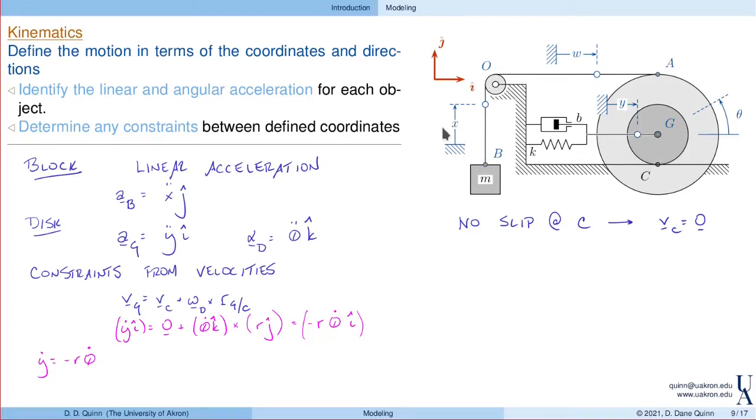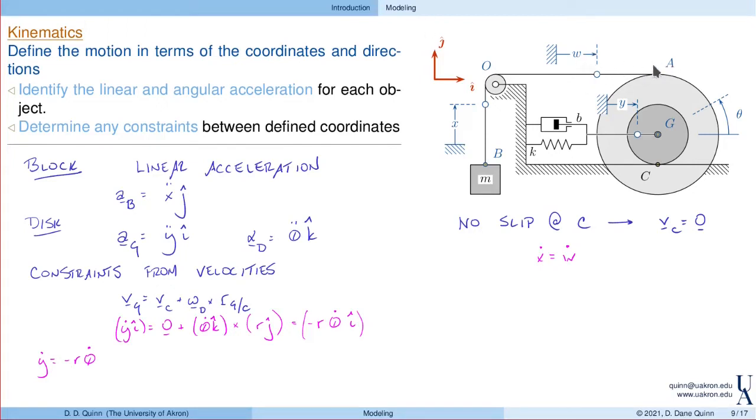Now, this point B is described by x. Looking at this small pulley, we can actually derive this using similar kinematic equations. I'm not going to do that right now because it should be easy to see that whatever distance this block moves up, this point on the cable moves to the right by the same distance. So looking at this small pulley, we see that x dot is equal to w dot. That's our constraint equation between x and w. How does that help us?